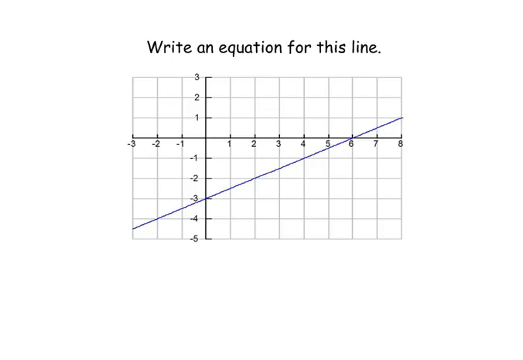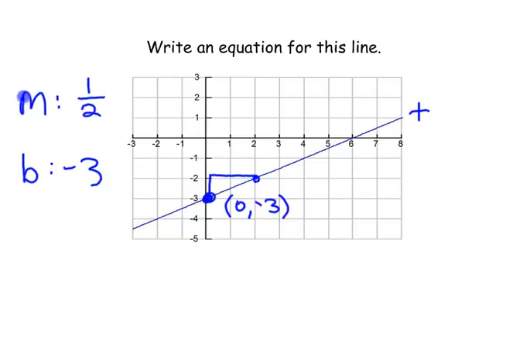Let's start out with writing an equation for this line. If we want to write the equation of a line, we need those two things. We need the slope, m, and we need the y-intercept, b. Well, our slope is easiest found if we choose 2 points on the line. We want to find 2 exact points, and then we look for the rise and the run. You'll notice that this line has a positive slope. The rise is 1 and the run is 2, so our slope is 1/2. And our y-intercept is one of those points we used right there, which is the point (0, -3). So -3 is our y-intercept.